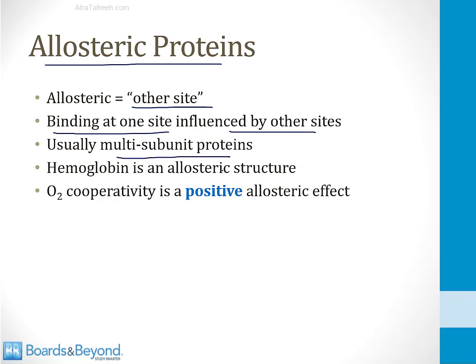So hemoglobin is therefore an example of an allosteric structure, and the cooperativity we talked about in the last slide is an example of a positive allosteric effect. It's called positive because binding of one molecule makes another molecule more likely to bind. There are also negative allosteric effects where binding of one molecule makes binding of another less likely to occur.